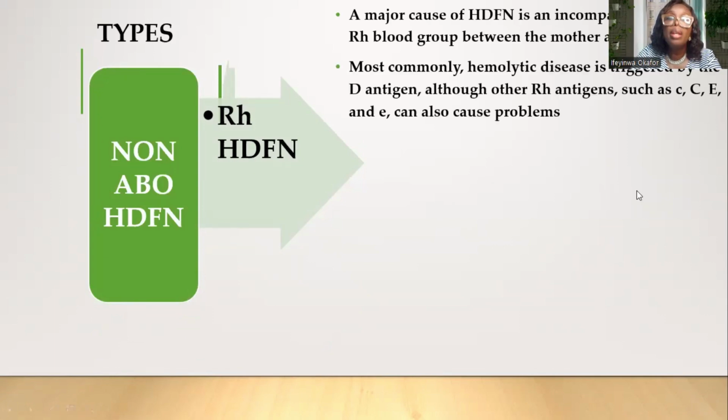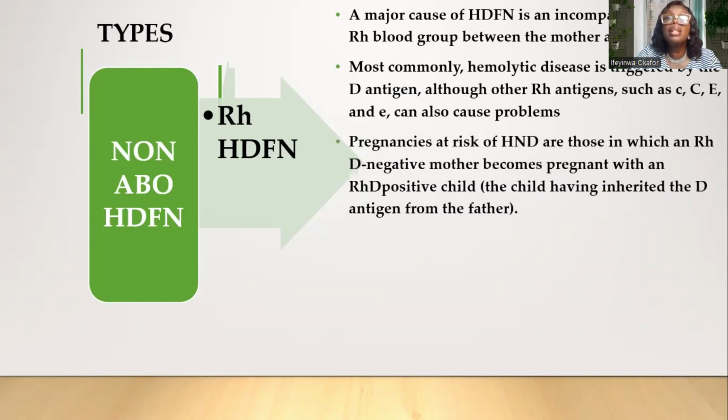Non-ABO HDFN. The major cause of HDN is an incompatibility of the Rh blood group between the mother and the fetus. Most commonly, hemolytic disease is triggered by the D antigen, although other Rh antigens such as little c, big C, big E, and little e can also cause problems. But in the Rh blood group system, the most immunogenic antigen is antigen D, and the one most implicated in HDFN is RhD.